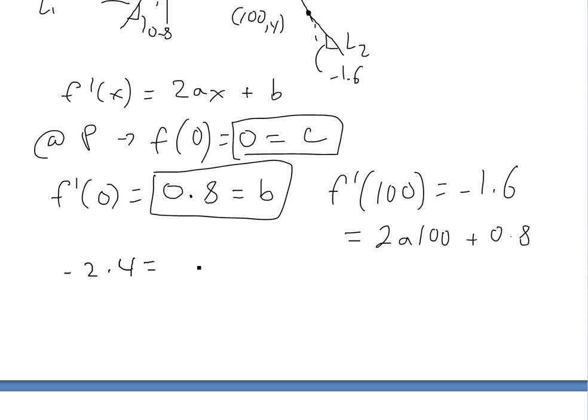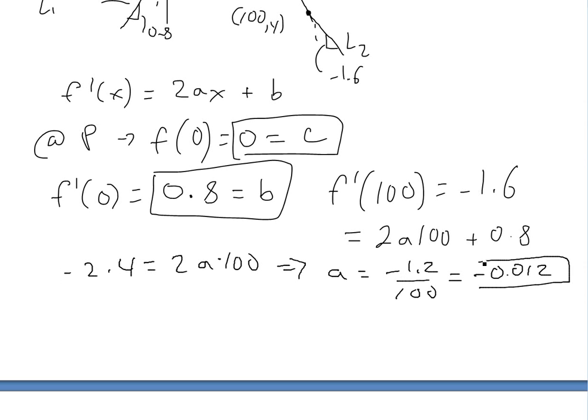We can solve this by subtracting 0.8 from negative 1.6, so we get negative 2.4 equals 2a times 100. I'll divide out the 2, and then divide by 100, so a is equal to negative 2.4 divided by 2, which is negative 1.2, divided by 100. So we're getting this 100 out of there, and this equals negative 0.012. So this is what a is.